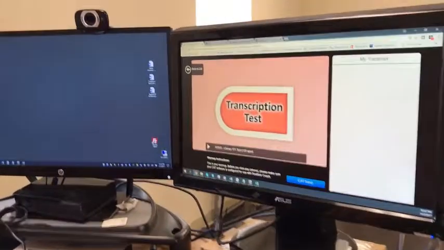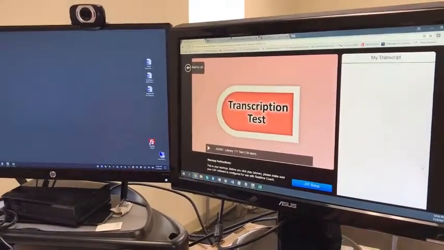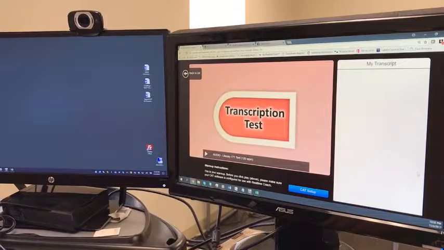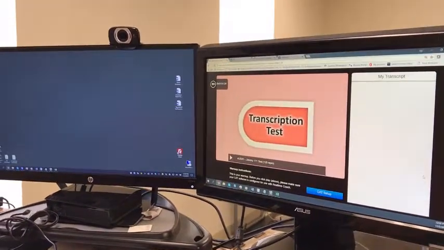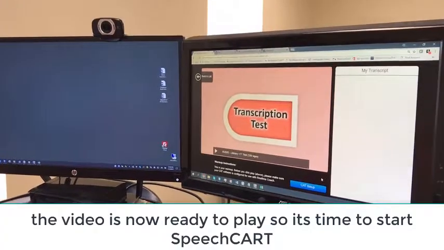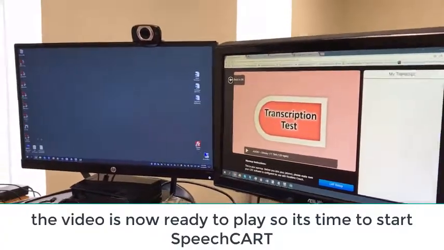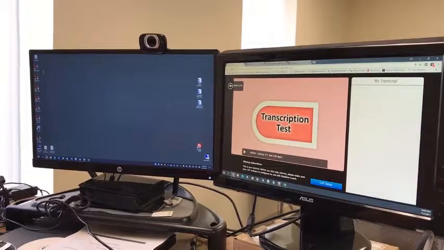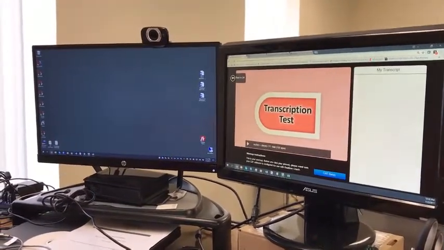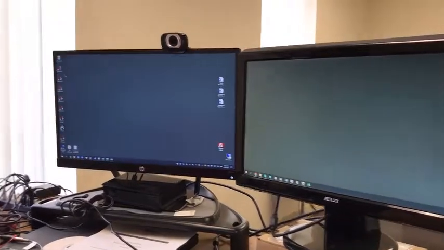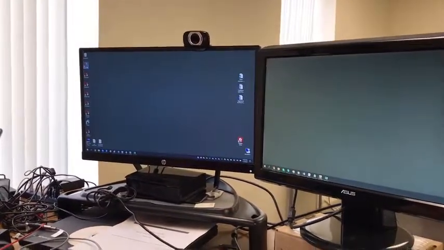Now, on the right-hand side, sometimes it gives you words to add. But in this situation, it has not given us any words to add. And we're ready with that video, but now we have to get SpeechCART ready. We know that you don't always have two screens the way we do, so you would probably want to minimize the browser and then go to SpeechCART.